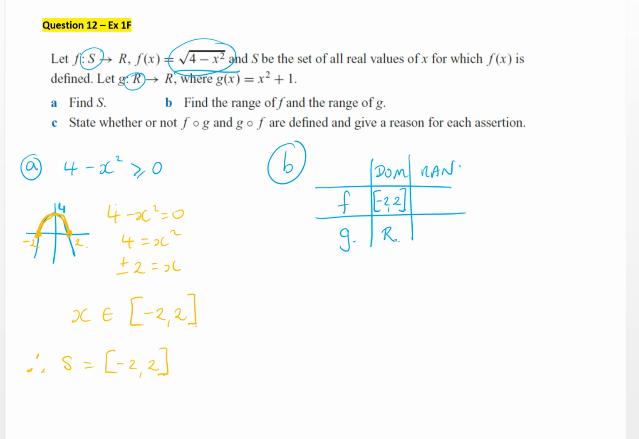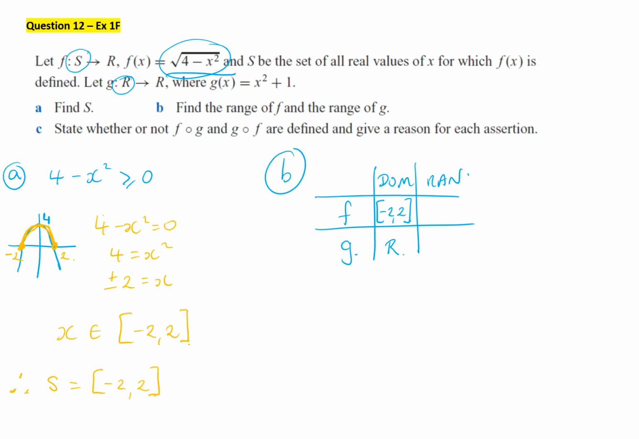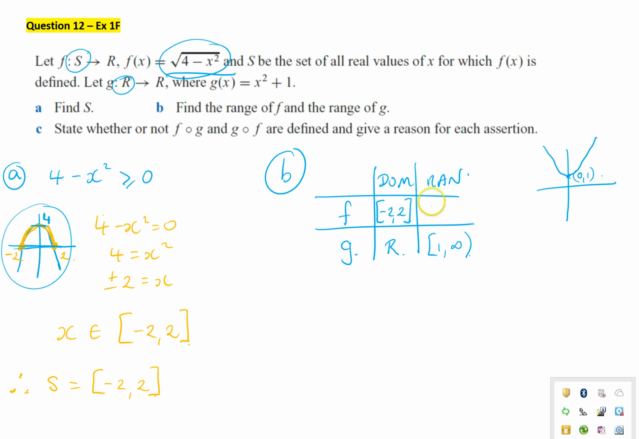And the range, remember, always check with your graphs. The graph of x squared plus 1 does this with a point there at 0, 1. So I know that the range there is going to be 1 to infinity. Now, careful with the range of this one because it's actually the square root of this graph here. So when the y value was 0, the square root of 0 is just 0. But when the y value is 4, the square root of 4 is actually 2. So the range goes from 0 to 2.